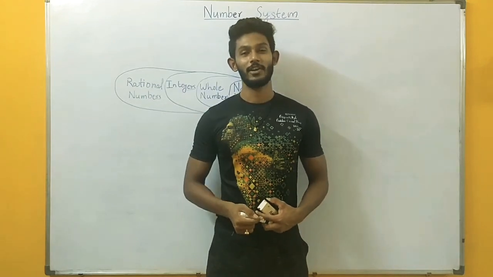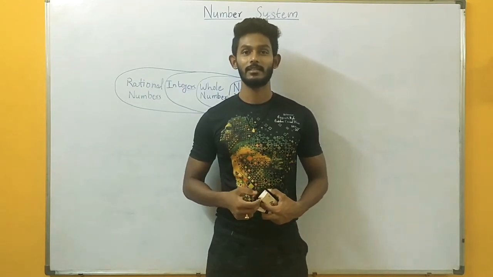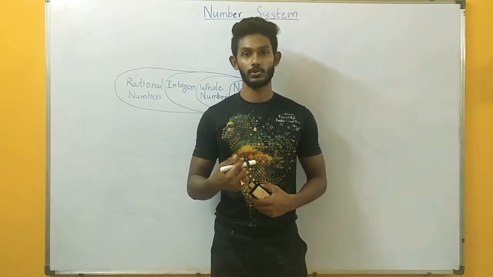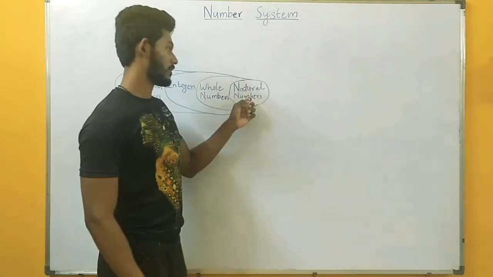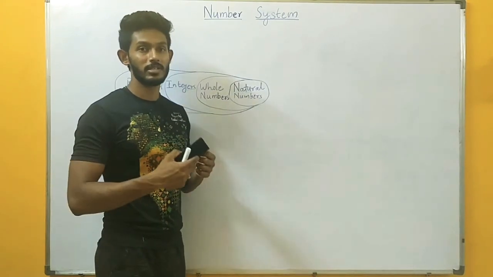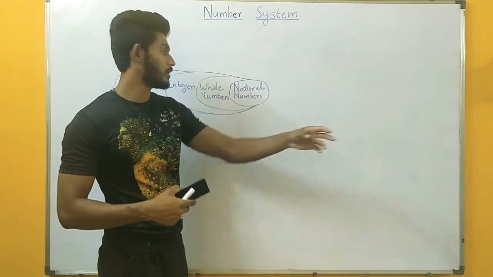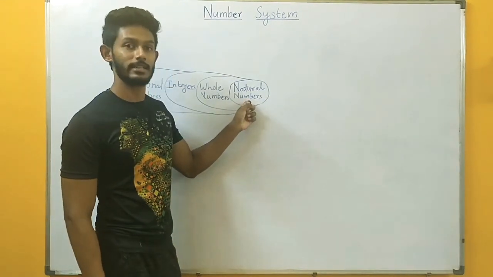Hello everyone, now we are going to start with the first chapter of standard 9, that is number system. We all have learned different sets of numbers so far, like natural numbers, in which the number starts from 1, 2, 3, 4, 5 and it goes on and continues. All those numbers are called natural numbers.